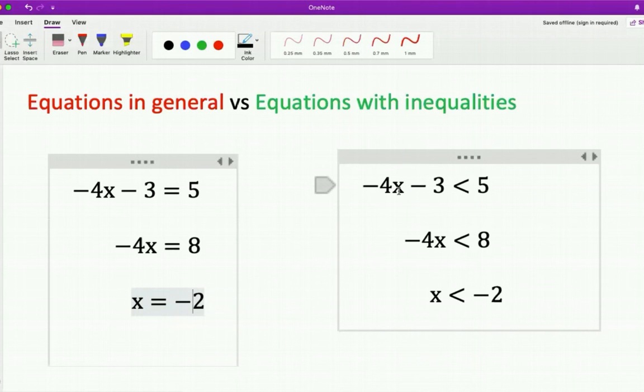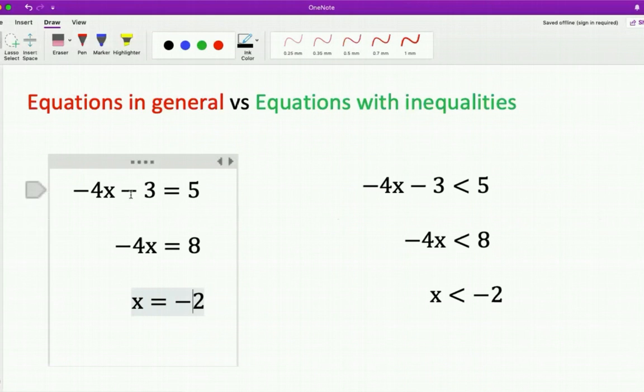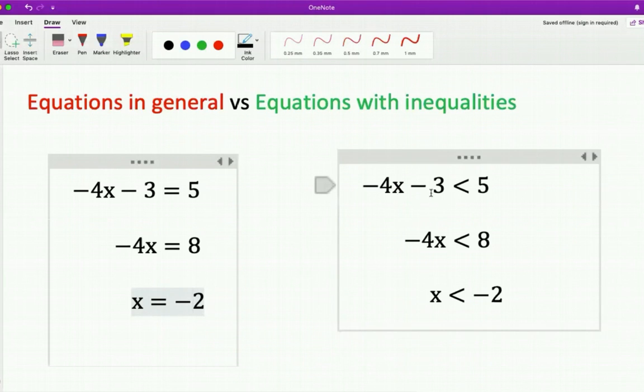Okay, let's look at a different situation. We have negative 4x minus 3 equals 5. I move the negative 3 to the other side, so we have negative 4x equals 8 and x equals negative 2. If we solve for inequalities, the procedure is the same. I move the negative 3 to the other side, so we have negative 4x on the left side and 8 on the right side. If I divide by negative 4 on both sides, I get x on the left side and negative 2 on the right side. So x should be less than negative 2 in this example.